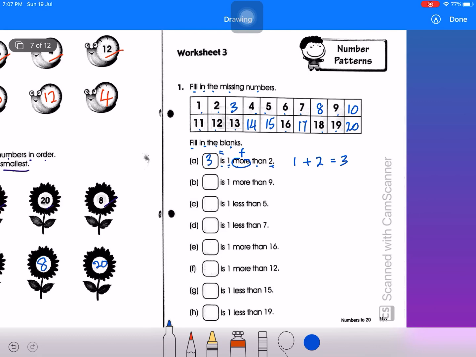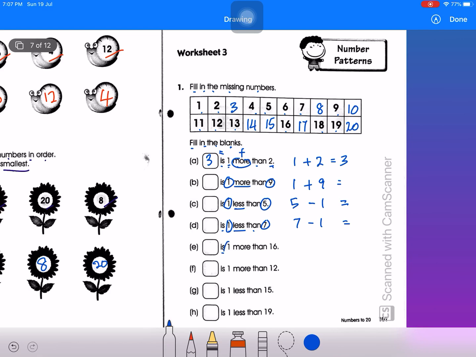Okay, so we find out the keywords. This one is more. This means we need 1 plus 9. And then this is less. What is 1 less than 5? That means 1 less, minus 1. 5 minus 1. Okay, what is 1 less than 7? So 1 less than 7 means 7 minus 1.